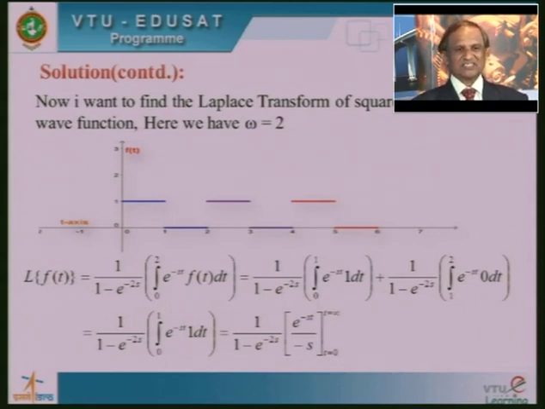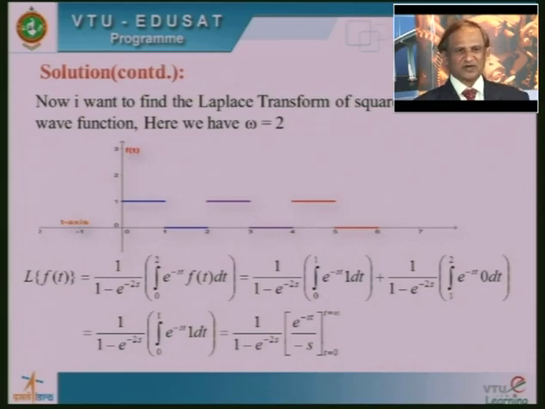I can integrate the first part; the second part is 0 because t becomes 0, it is on the t axis only. So you can write e to the power minus st into 1 dt plus 1 divided by 1 minus e to the power minus 2s into the integration from 1 to 2 of e to the power minus st into 0 into t. Is it clear? So automatically the second term becomes 0, right. So now I want to integrate only the first part.